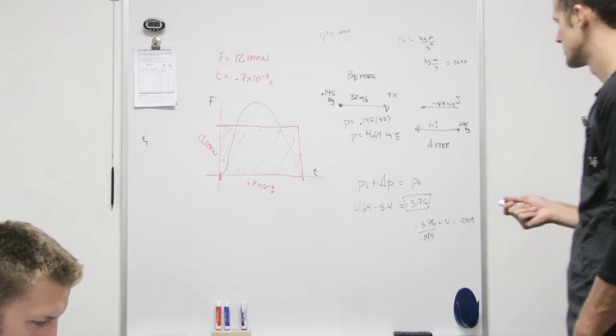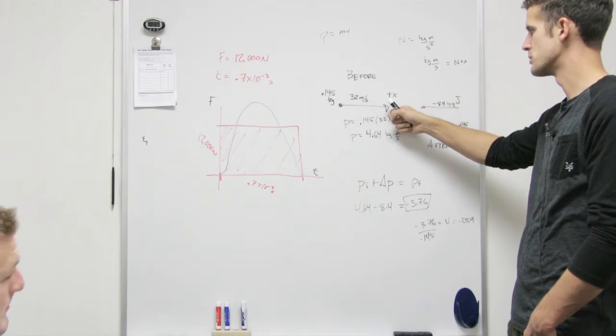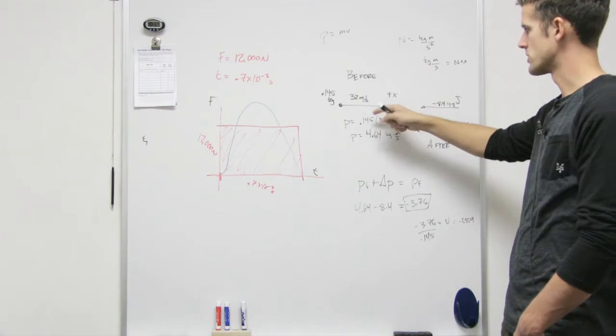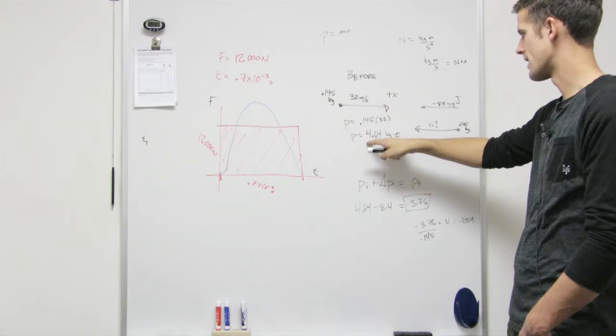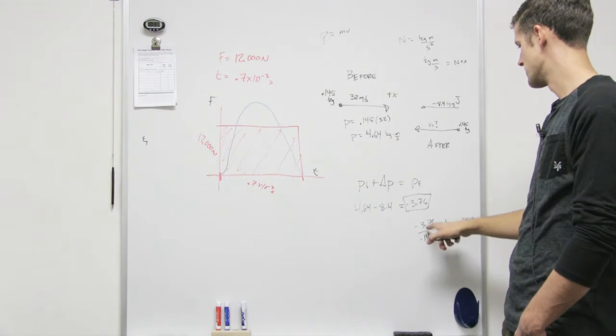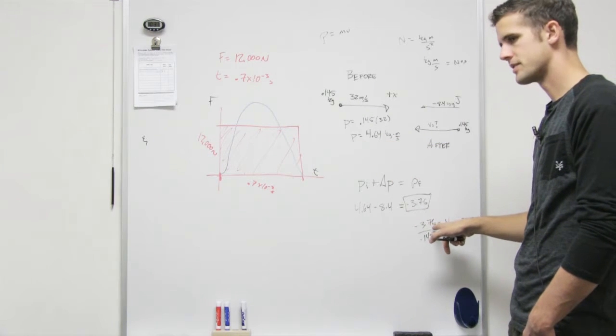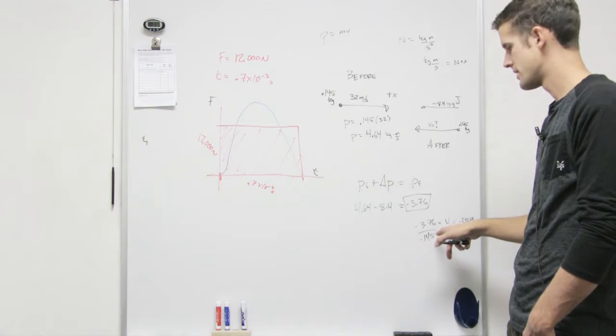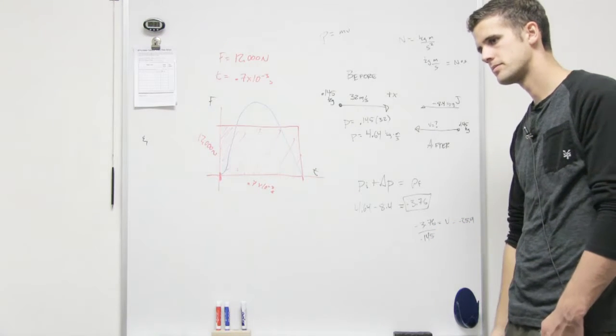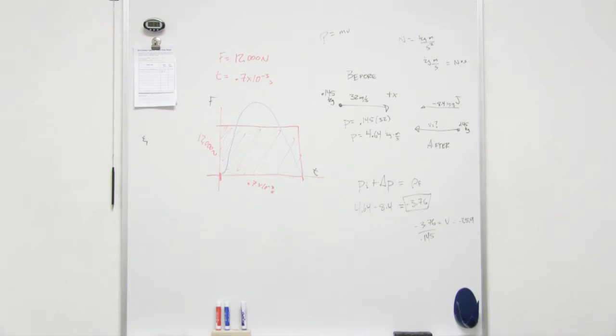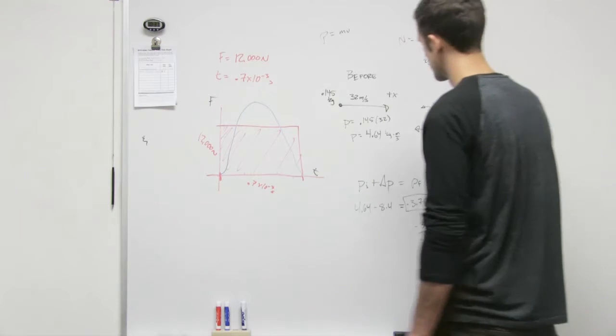And if you look at your momentum before, it was going faster, and it had a higher momentum. So your momentum dropped down to a magnitude of 3.76, so your velocity had to drop a little bit too. It's a lot easier than the forces.